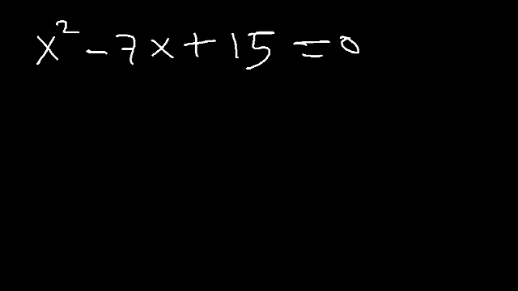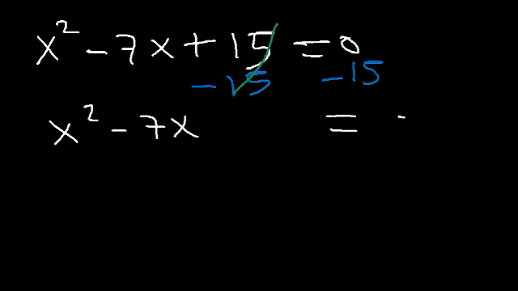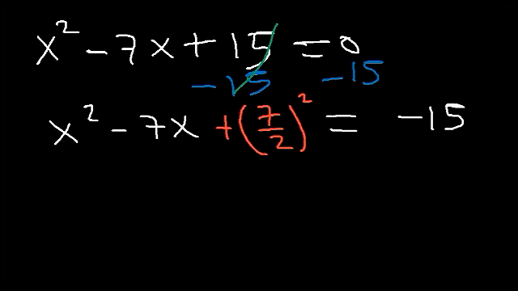How would you do that one? So let's subtract 15 from both sides. So x squared minus 7x is equal to negative 15. So we're going to take half of 7, which is going to be a fraction. That's 7 over 2, and then we're going to square it. On the right side, we're going to add 7 over 2 squared.